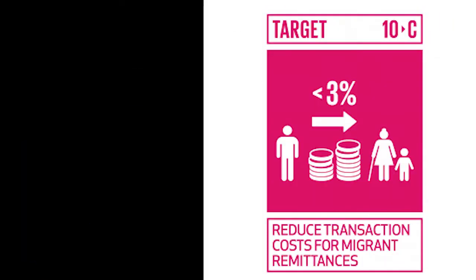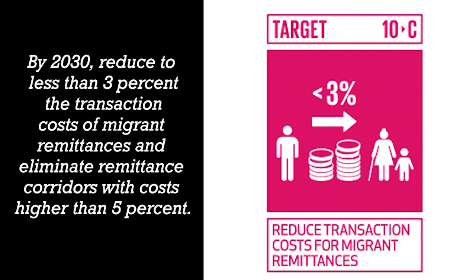10.C, reduce transaction costs for migrant remittances. By 2030, reduce to less than 3% the transaction costs of migrant remittances and eliminate remittance corridors with costs higher than 5%.